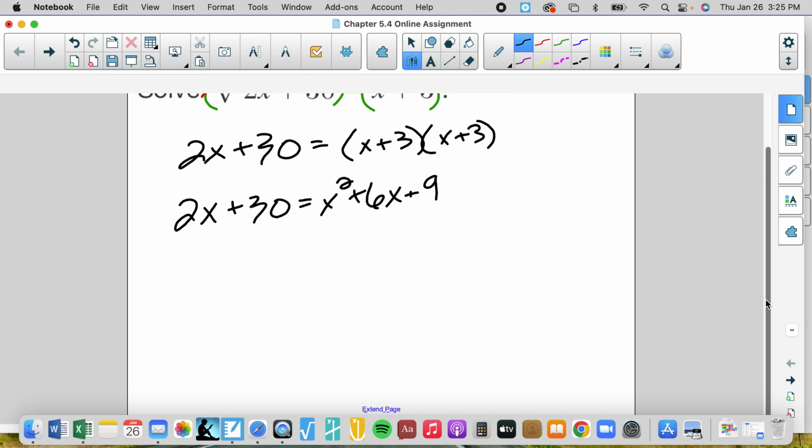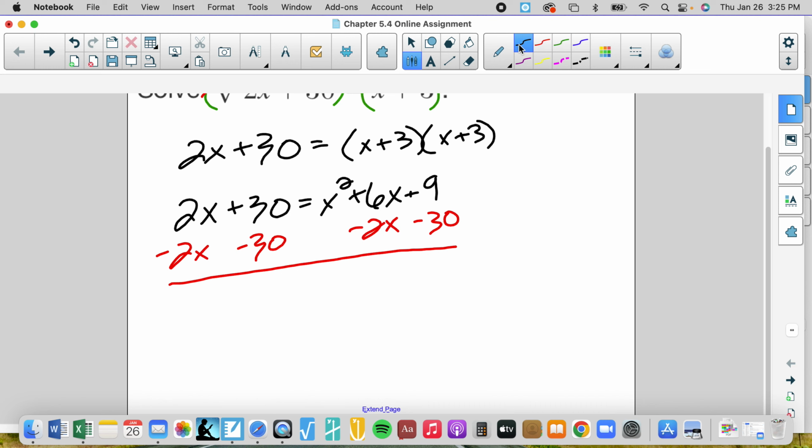Now we have everything outside of grouping symbols, so now we want to set it equal to 0. We're going to use the 0 property in a second. So we want to set this equation equal to 0. We're going to move everything to the right. So we're going to move that to the right. So what we do to one side, we have to do to the other. Cancels, cancels, leaves us with 0 equals x squared plus 4x minus 21.